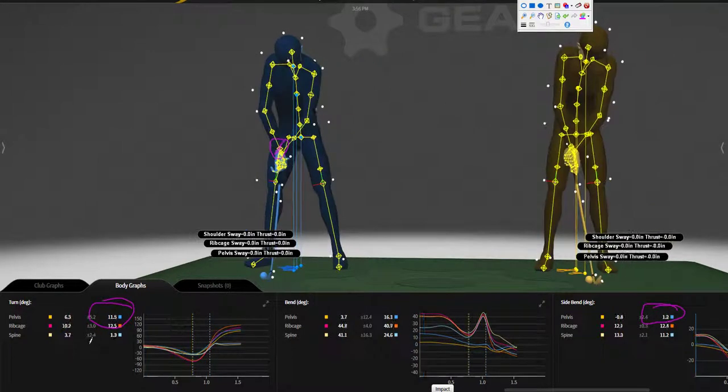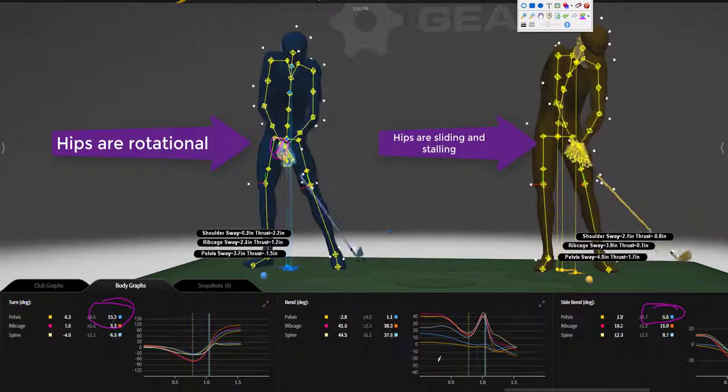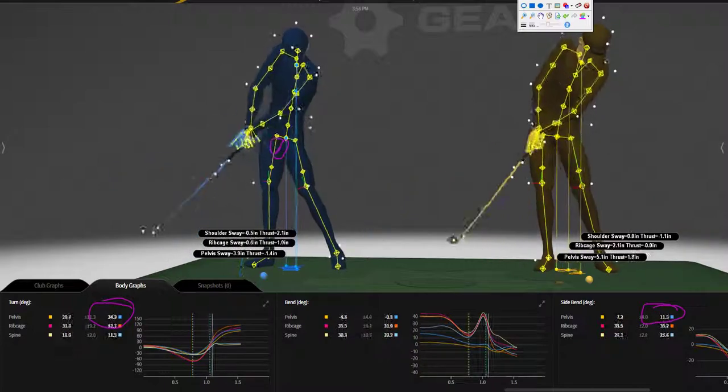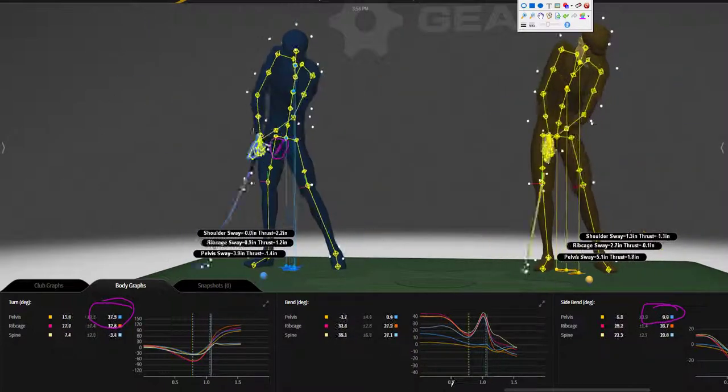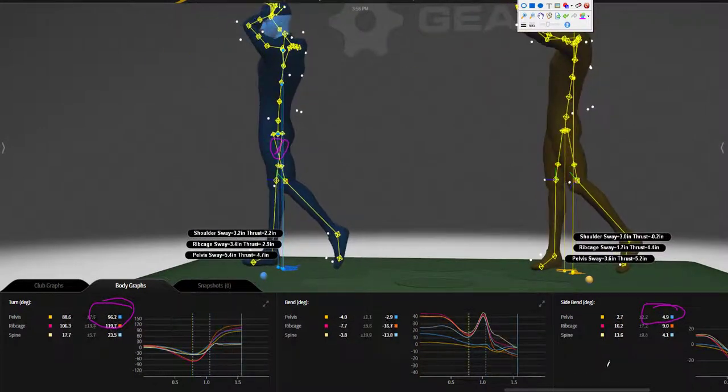And if we watch this swing dynamically, you can see the total differences. Now watch through impact. See how the hips are rotational and the brown is sliding. Then watch through impact again. So more rotational, and look at him here, he's just sliding. Everything's just stalling, whereas the blue is more rotational.